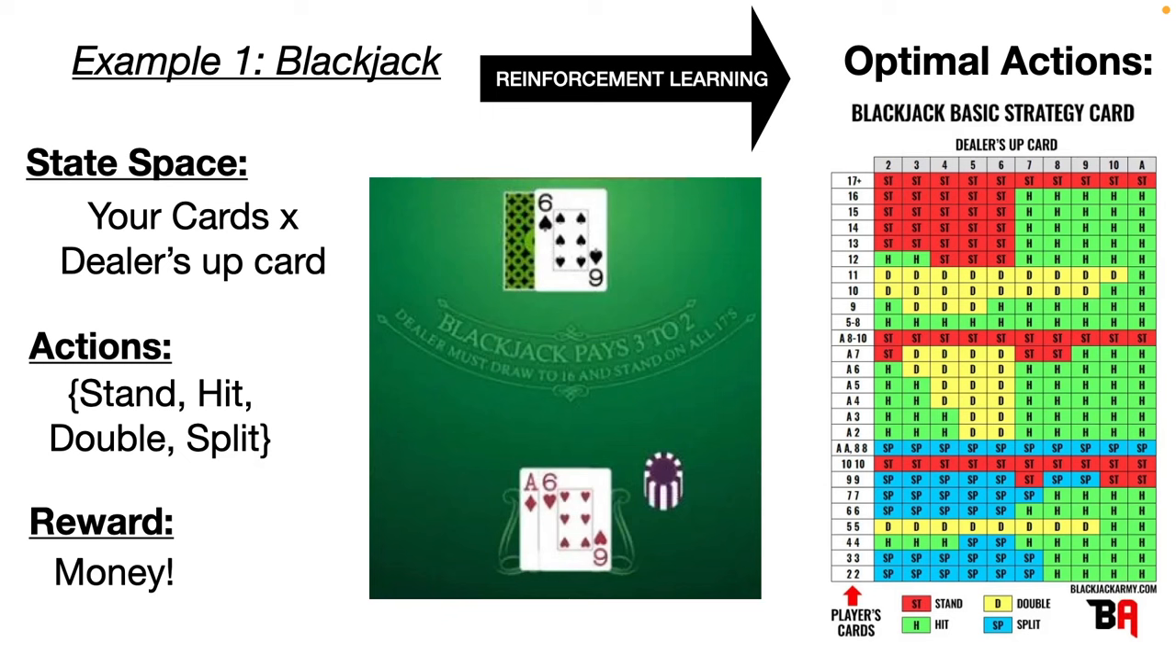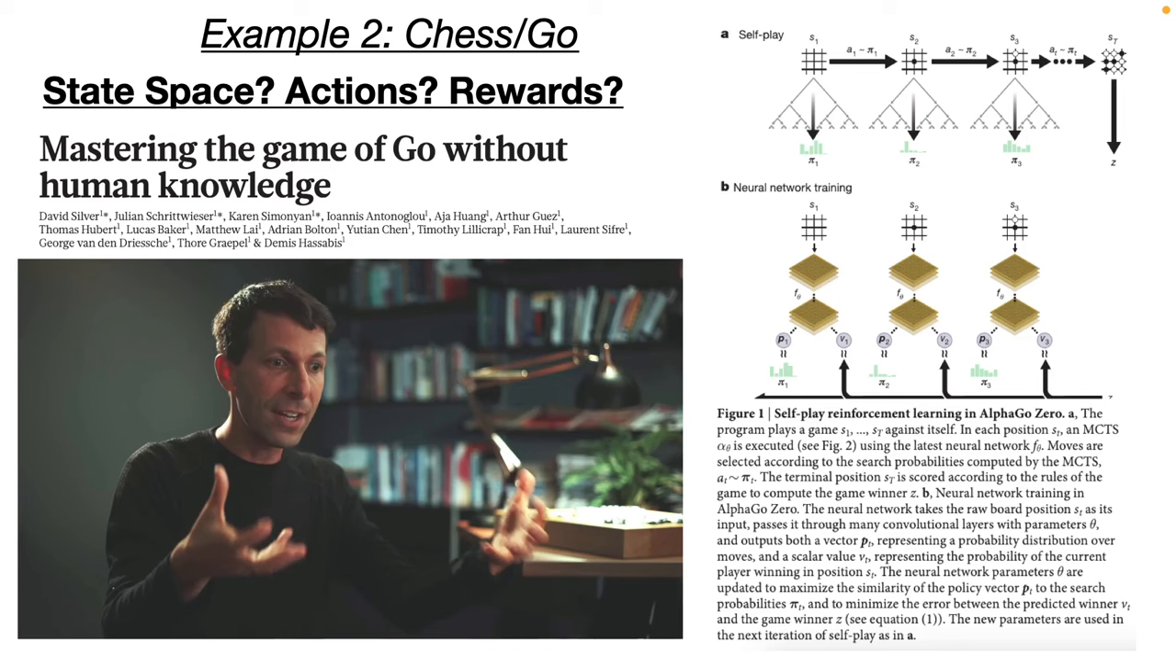Questions? Okay, let's do the first real-life example. In this example, it came out in like 2016, 2017, and this is one of the things that got me excited about reinforcement learning, is this program, AlphaGo Zero, that is better than humans at chess and Go, and it learned to play chess and Go just by playing itself over and over again using reinforcement learning.